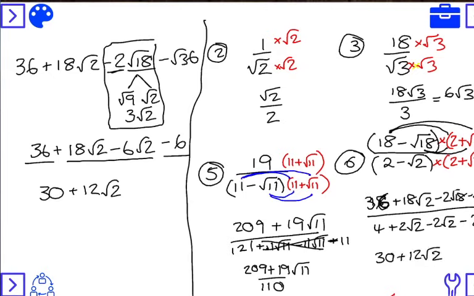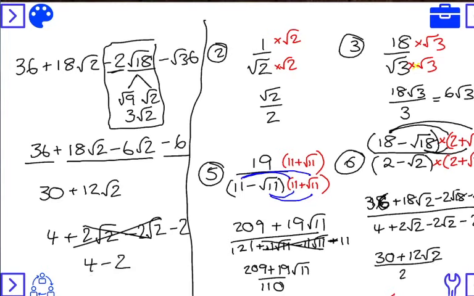Now looking at my denominator, I had 4 plus 2 root 2 minus 2 root 2 minus 2. The middle two terms cancel out. So now I've got 4 minus 2, which will then mean that my denominator is 2. There's a common factor between all the numbers there. The common factor is 2, and this means I can now divide everything in my numerator by 2 and end up with 15 plus 6 root 2.